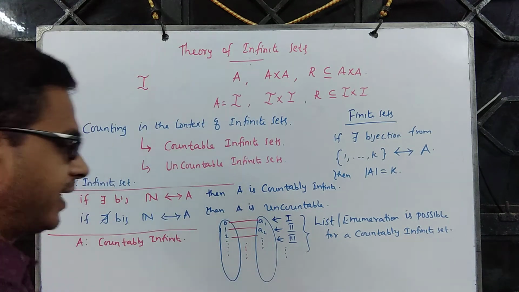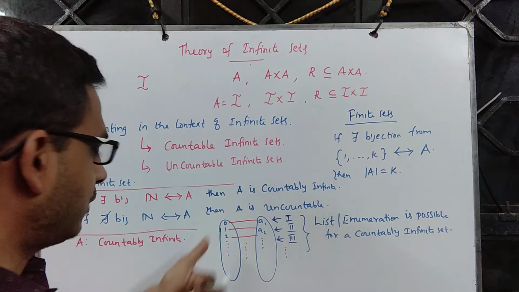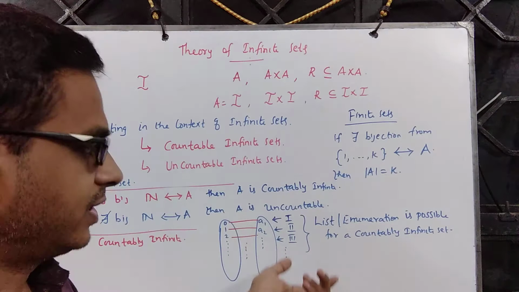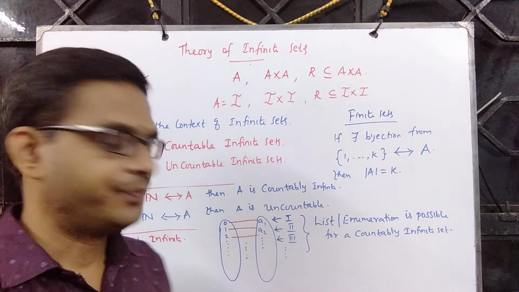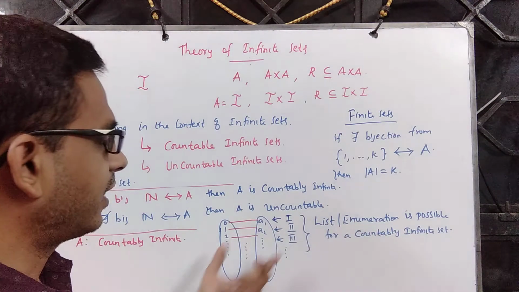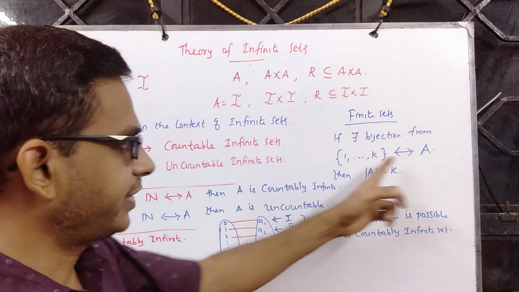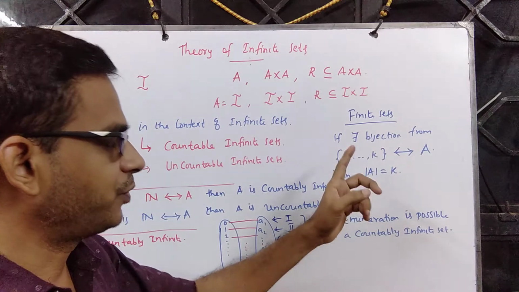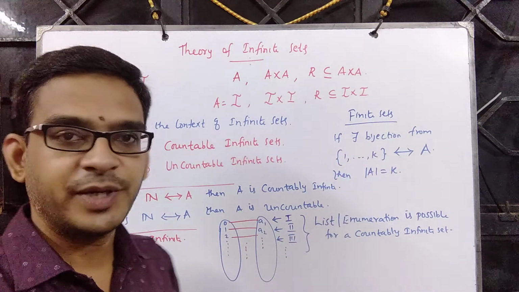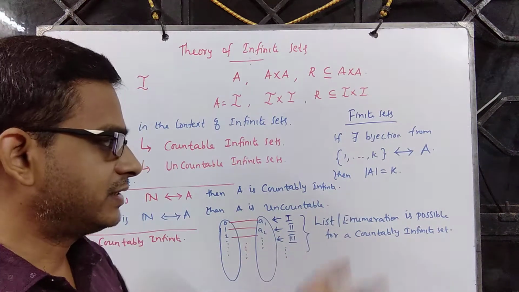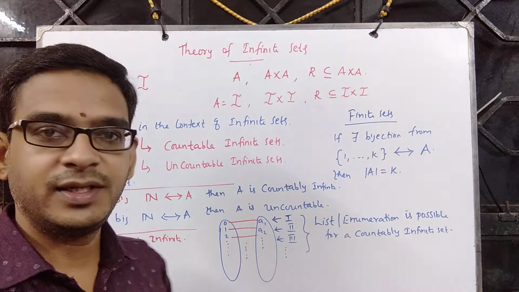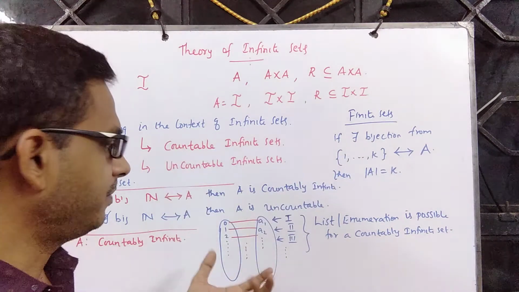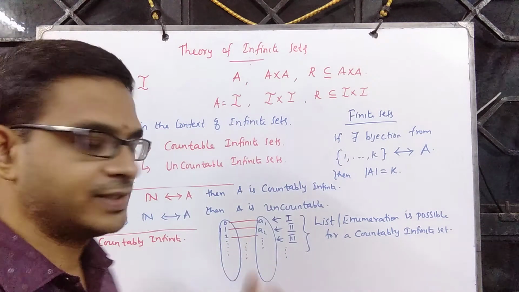And if it turns out that it is uncountable, then such a listing is not possible. Such an enumeration is not possible. So when you have a bijection in the context of finite sets, you can say the first element is mapped to 1, second element is mapped to 2, and the kth element is mapped to k. We want a similar scheme in the context of infinite sets.